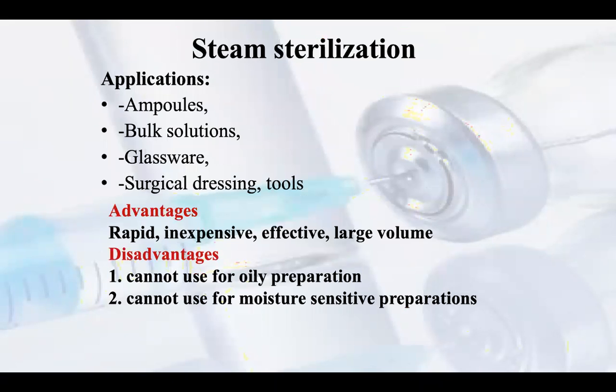Now, steam sterilization applications: ampoules, bulk solutions, glassware, surgical dressings, and tools can be sterilized under steam sterilization. What are the advantages of that? Rapid, inexpensive, effective, and large volumes can be sterilized. Disadvantage: it cannot be used for oily preparations. Oil preparations cannot be used in steam sterilization. It cannot be used for moisture sensitive preparations.